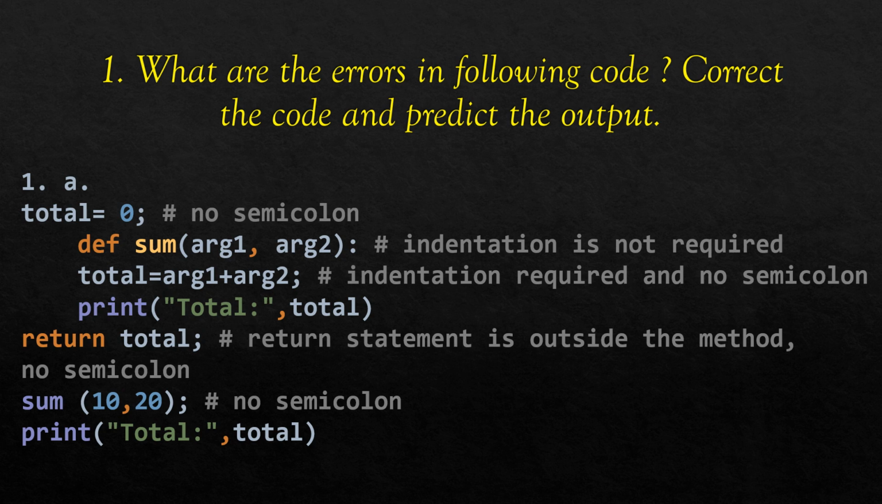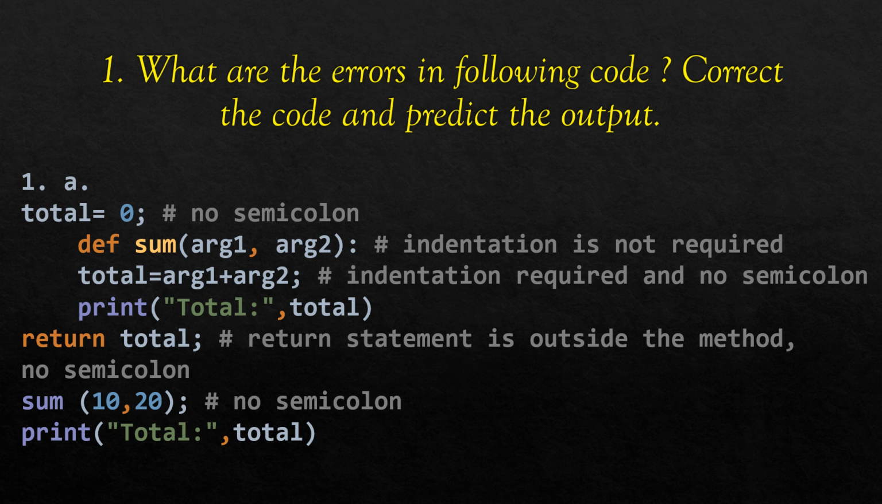And you can see here the code is like this. Total is equal to 0. After that, one semicolon is given, which is not required in Python. Now, one function is defined, and before the function definition, there is one indentation which is not required. Now, the function ends with a colon, that's correct. But after that, the function body should begin with one indentation, which is not given here. So that's the error over here.